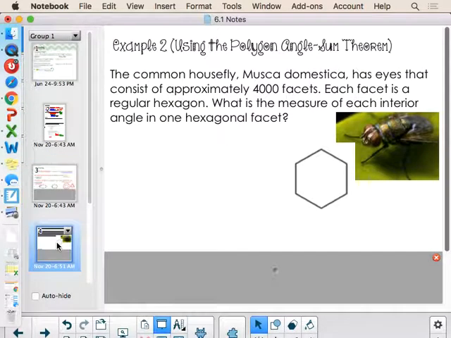The common housefly, Musca domestica, has eyes that consist of approximately 4,000 facets. Each facet is a regular hexagon. As you can see on my diagram here, a hexagon is a six-sided figure. What is the measure of each interior angle in one hexagonal facet?